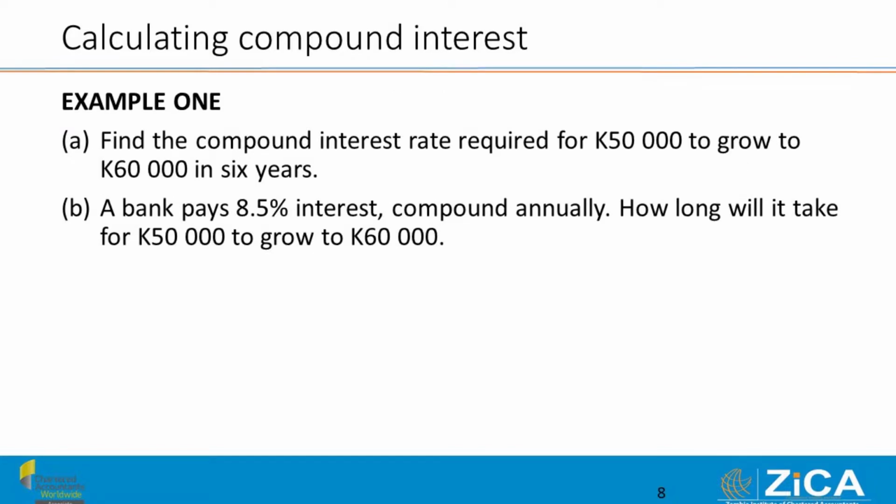Let us look at an example, which is example 1. In A, find the compound interest rate required for 50,000 to grow to 60,000 in 6 years. The second question, a bank pays 8% interest rate compounded annually. How long will it take for the 50,000 to grow to 60,000?